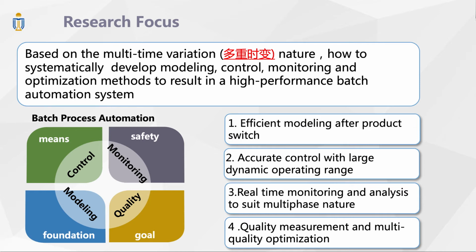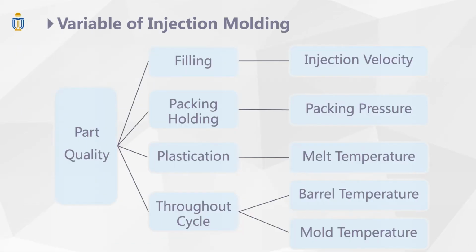So therefore, we need to solve the following 4 problems. One is how do we do efficient modeling after product switches? Number 2, how do we develop accurate control with a large dynamic operating range? Number 3, how do we do real-time monitoring and analysis to suit this multi-phase nature? Finally, we have to do quality measurement and multi-quality optimization. The following work illustrates some of the work we have done on these 4 areas.